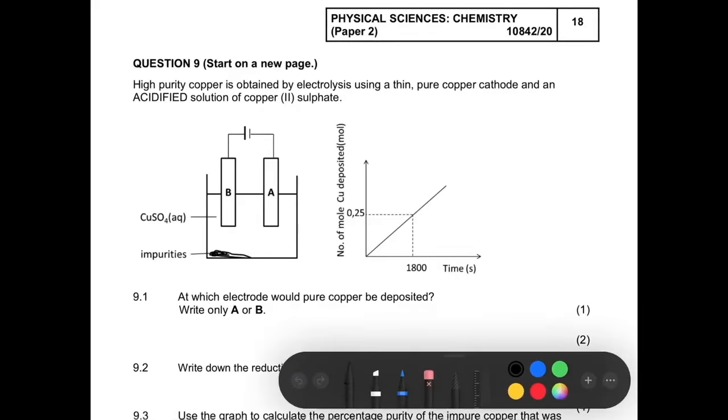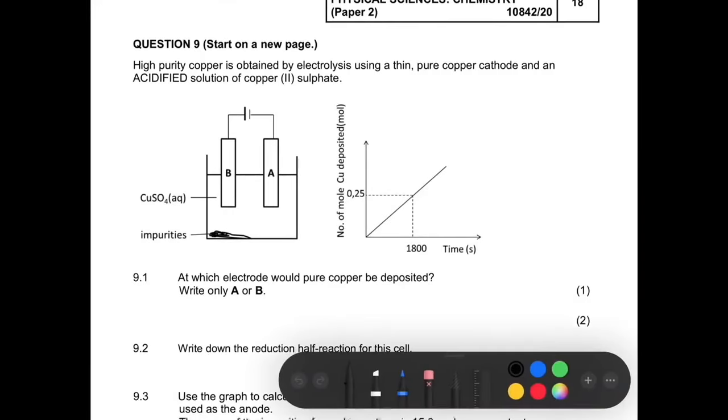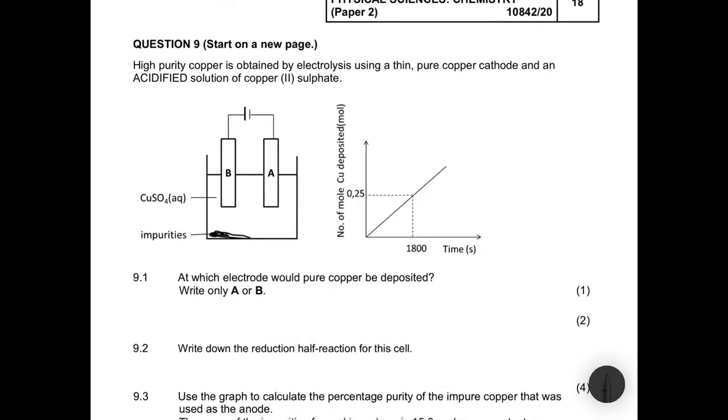In electrolysis, we have two electrodes connected to a power source, right? Clearly, this will be the positive terminal and this will be the negative terminal. Now, the question you have to ask yourself is which electrode is connected to the positive terminal and which electrode is connected to the negative terminal? In an electrolytic cell, the anode will be connected to the positive terminal. So here we know that electrode B is our anode, and consequently electrode A is our cathode. But that's not what the question is asking us.